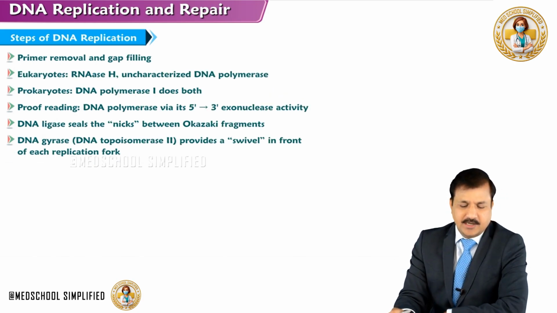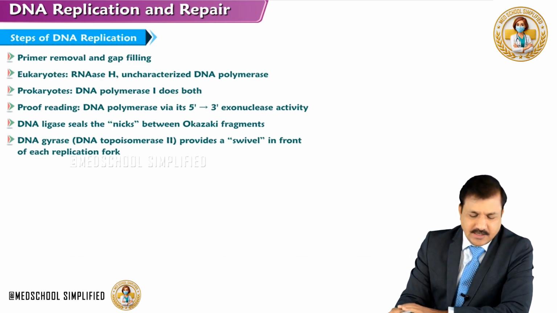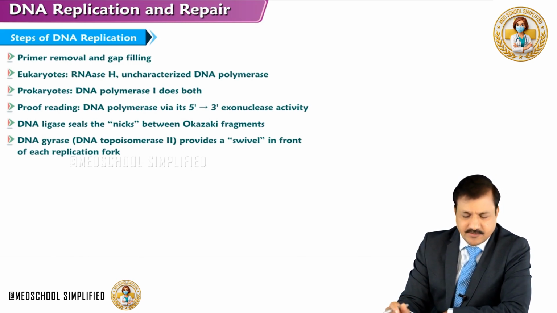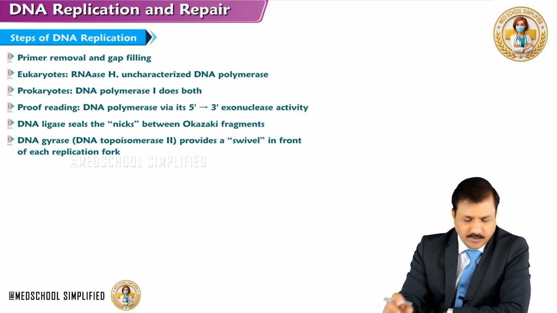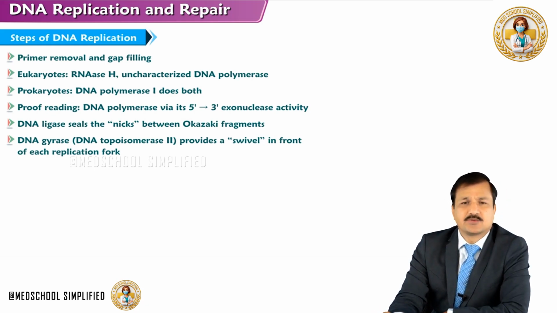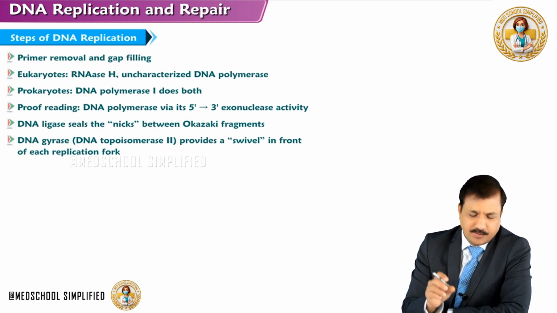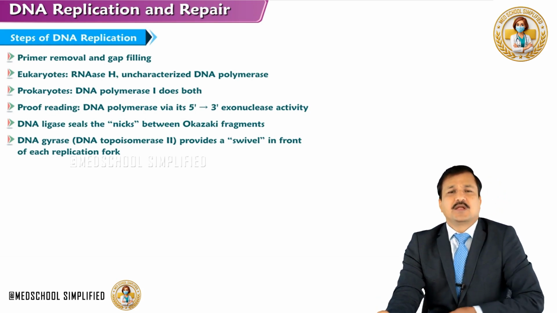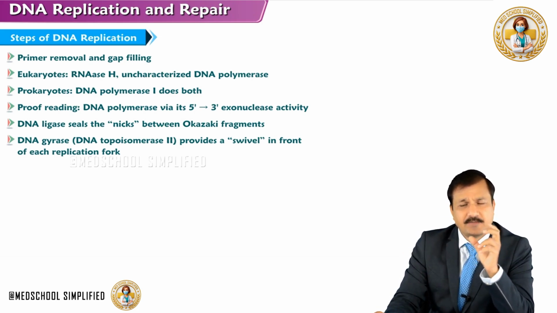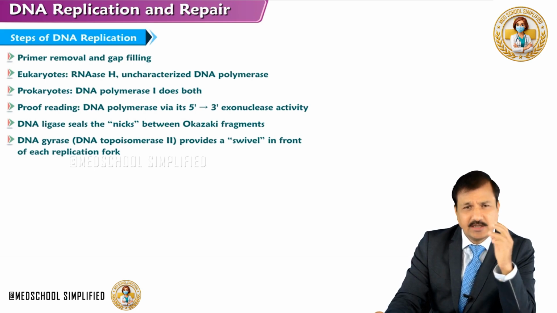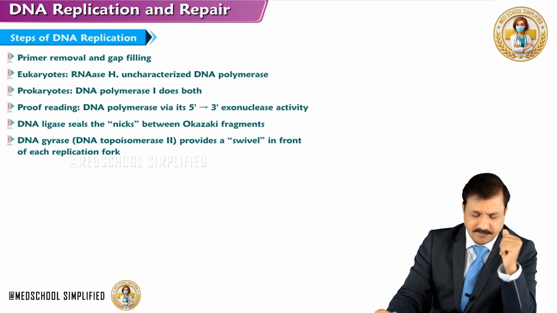And then the primer removal and gap filling happens, and in eukaryotes, RNase H and other uncharacterized DNA polymerases will do that, whereas in prokaryotes, DNA polymerase 1 does both. And then proofreading is present in DNA polymerases, like DNA polymerase 1, via its 5' to 3' exonuclease activity, which will do the proofreading process.